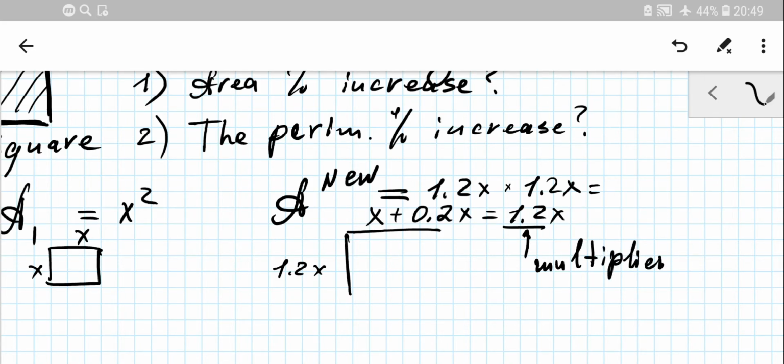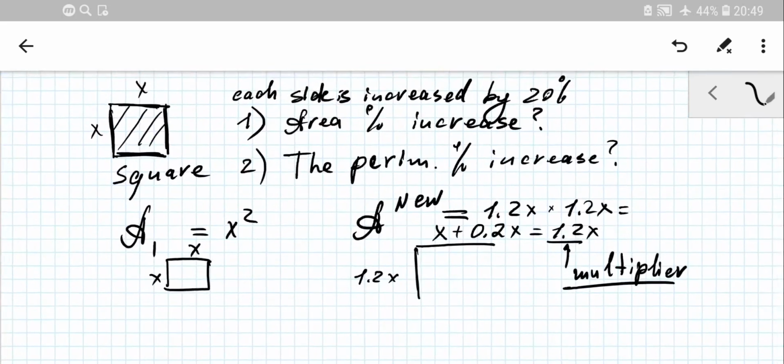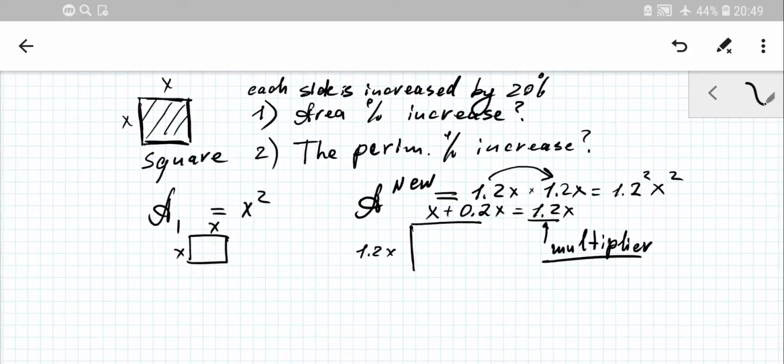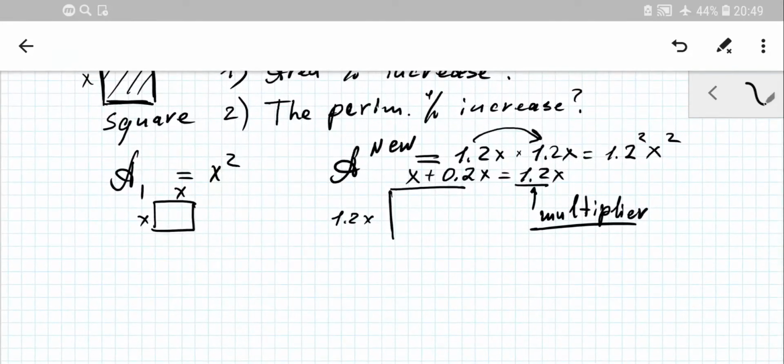So what it means, it takes the effect of increasing by some percentage rate. So in this case, the rate is 20%. Okay, so if you calculate what will happen, you'll get 1.2 squared of x squared. You just multiply numbers by themselves and x by x. So, percentage area increase. What does it mean?